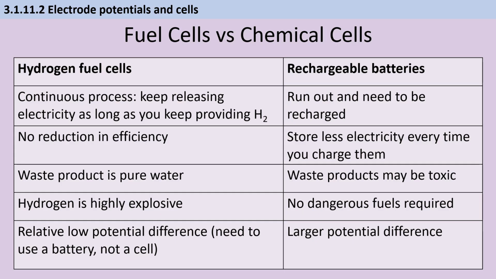Part of the drive for developing rechargeable batteries is that lots of them have really toxic or corrosive chemicals in them, so the waste products may be toxic when it's time to finally get rid of them. Hydrogen is highly explosive, and this can make it difficult to store and transport. Fuel cells have a relatively low potential difference, and therefore it isn't feasible to use one single cell without making a battery.